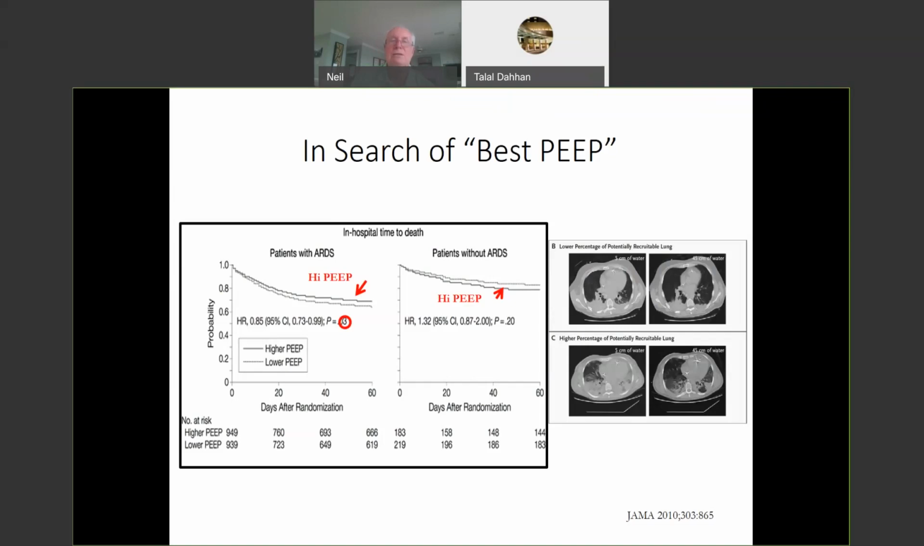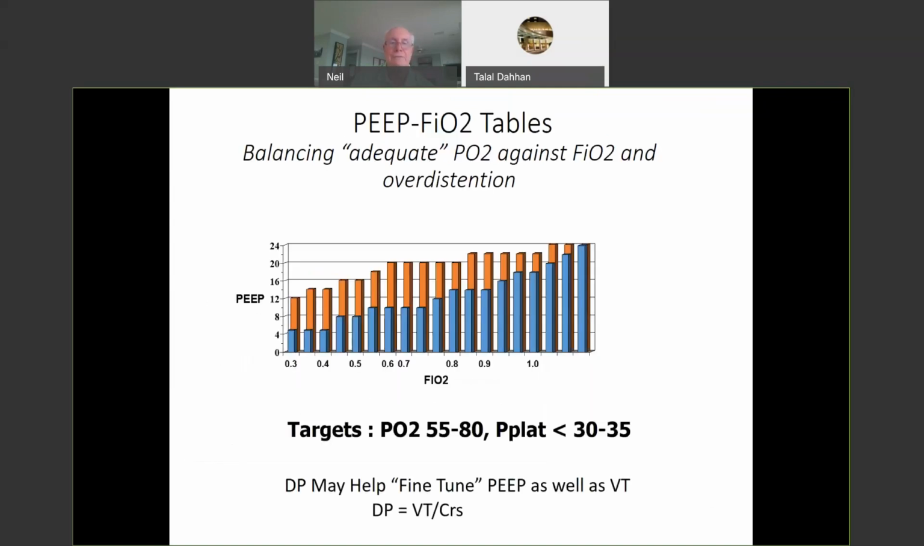I'm going to come back and comment on that a little bit more in detail when we address the issue of COVID-19, but at least as a broad principle, I think these are valid concepts. So again, PEEP FiO2 tables, balancing adequate PO2 against FiO2 and over-distension.